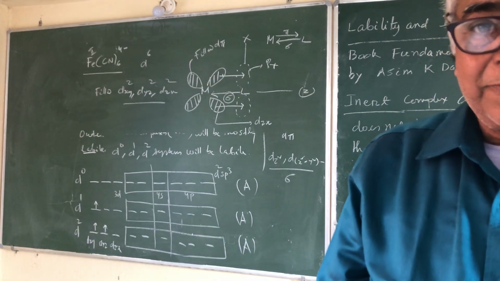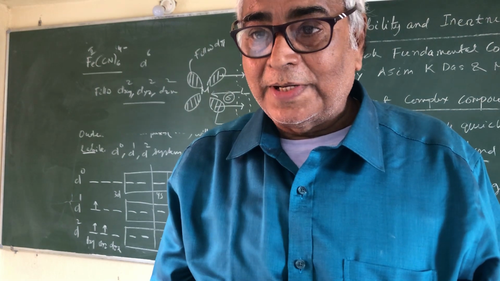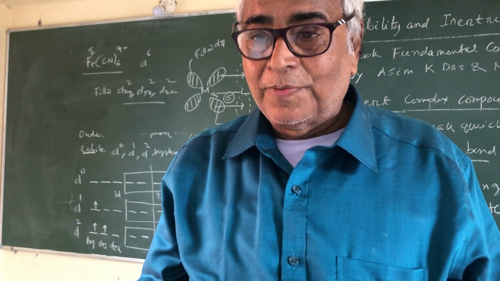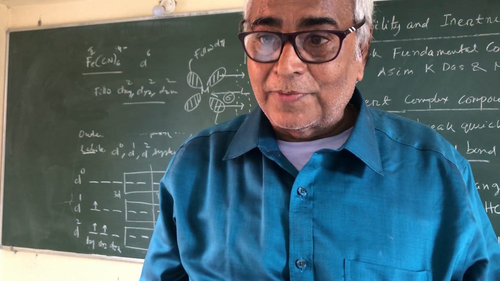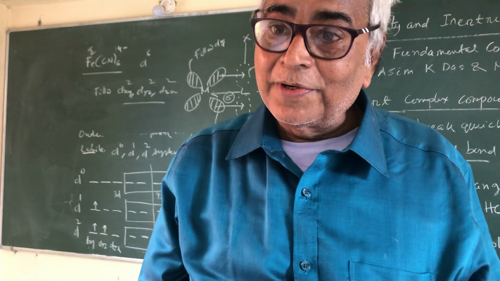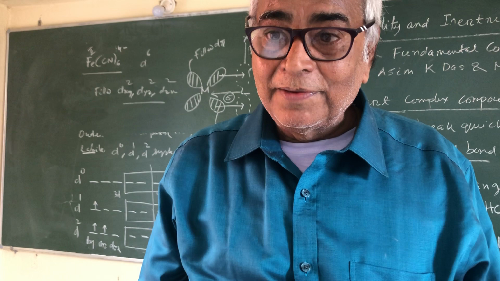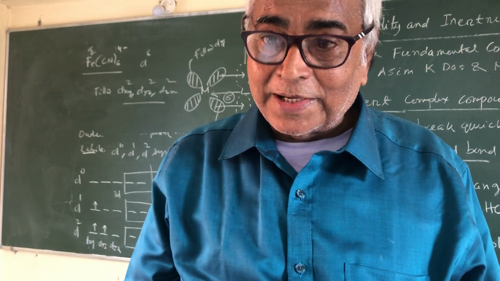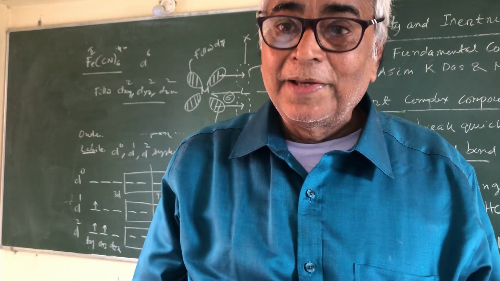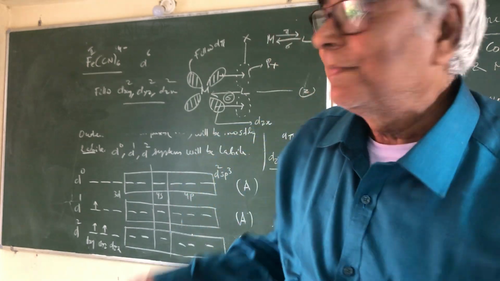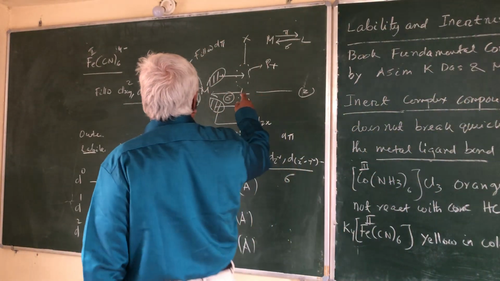How is a sigma bond formed? When the vacant hybrid orbital of the metal ion overlaps with the filled sigma bonding orbital of the ligand, sigma bond formation occurs. Similarly, a filled d pi orbital of the metal will overlap with a vacant p pi or d pi orbital. It may be p pi or d pi.